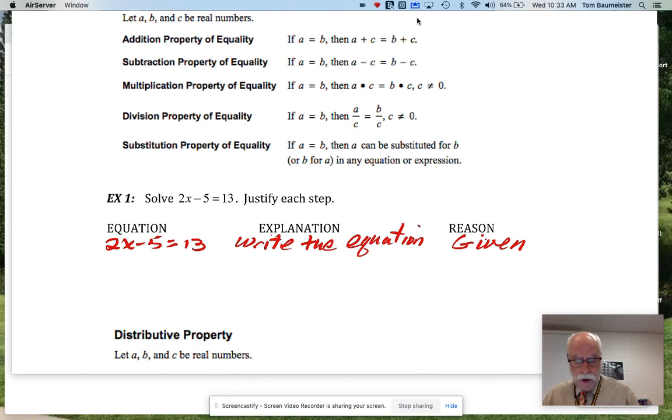Now remember, when we're undoing, we go in the opposite order of the order of operations. So to solve it, we're going to add 5 to both sides. I just told you the reason, so I want you to think about writing our reason first. We're going to use the addition property of equality.